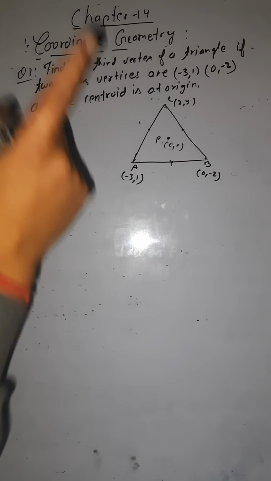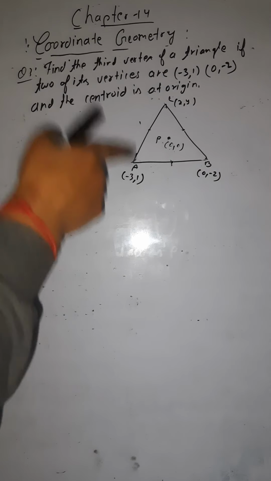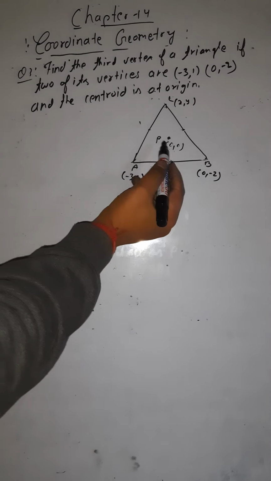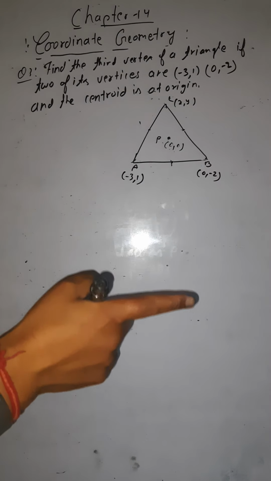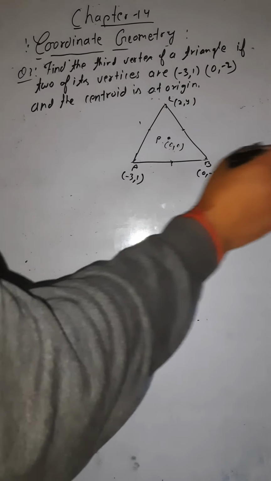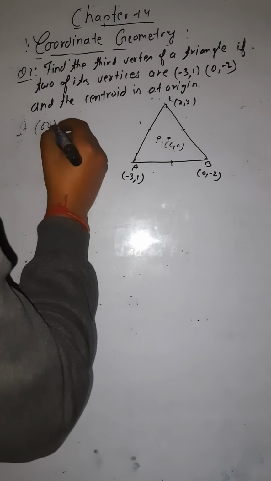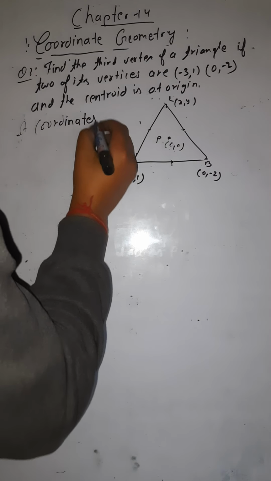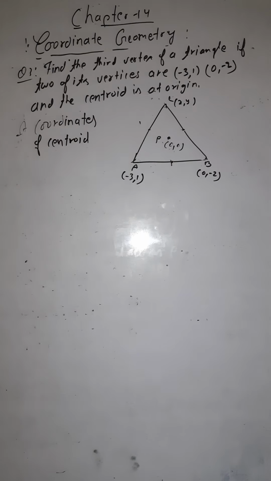Now we have a formula. If you want to find the centroid of a triangle, the first coordinate would be equal to the sum of the first coordinates divided by 3. Here I am writing the coordinates of the centroid.